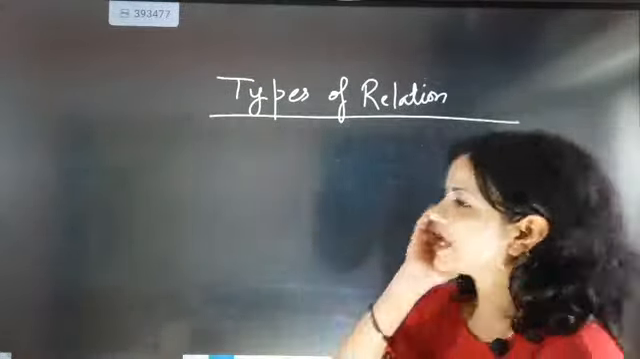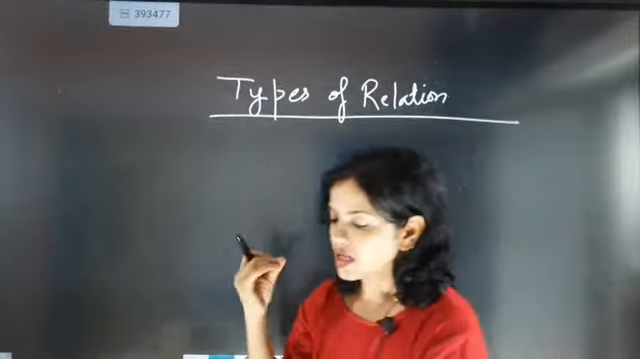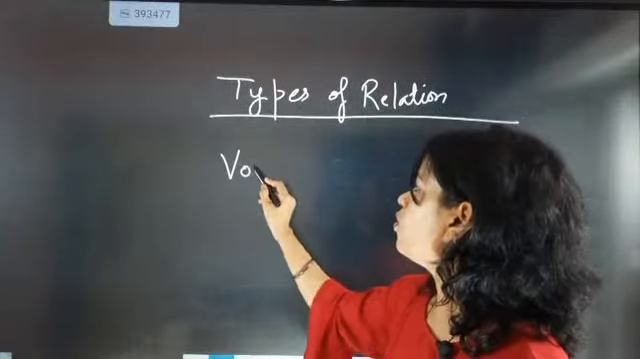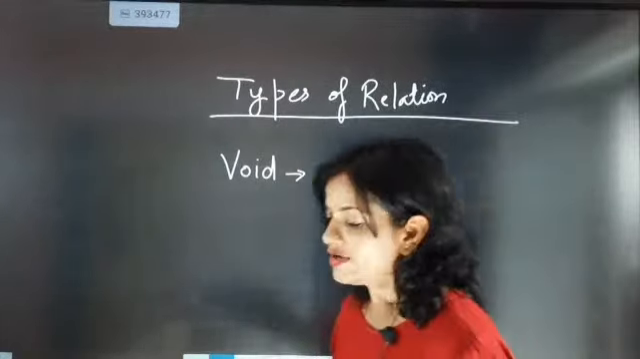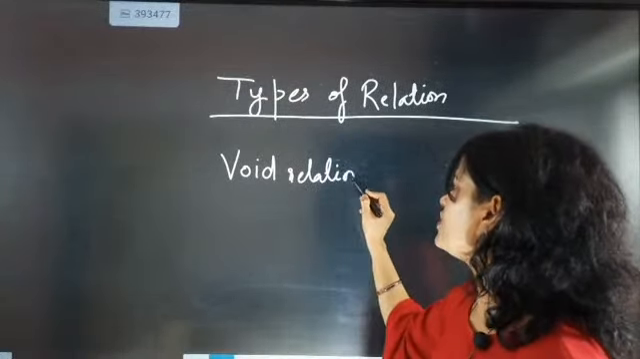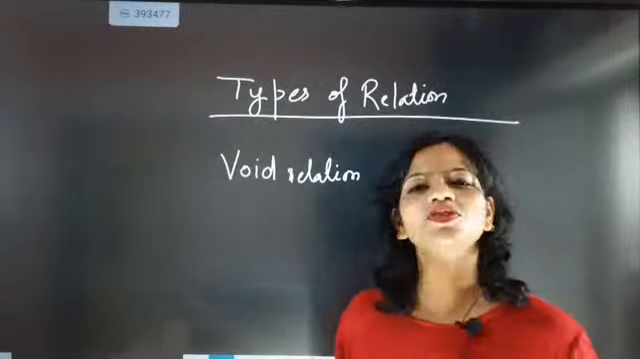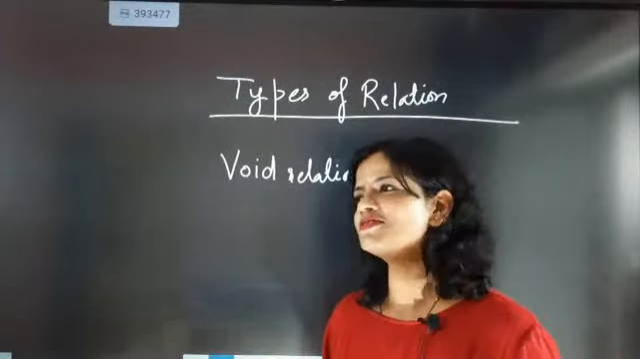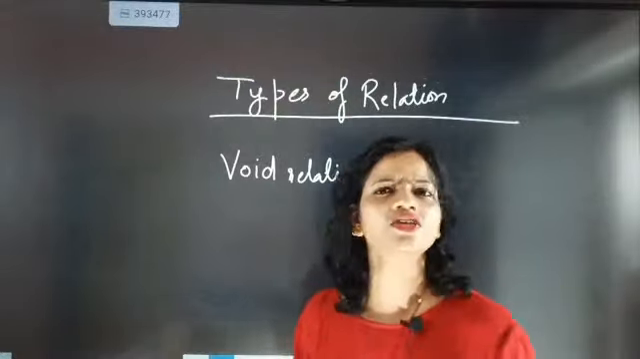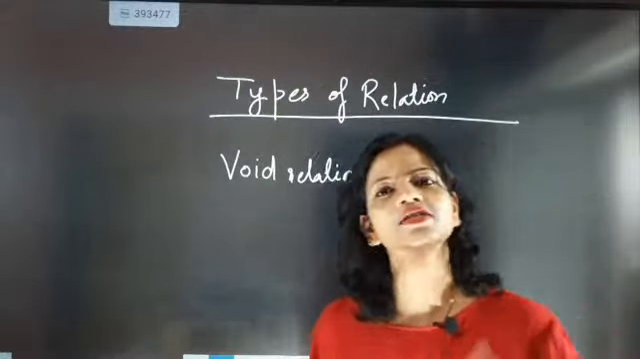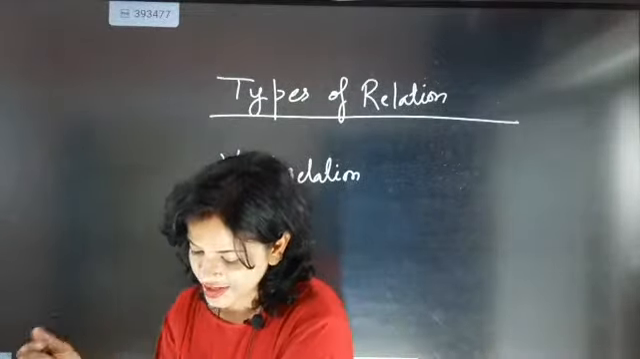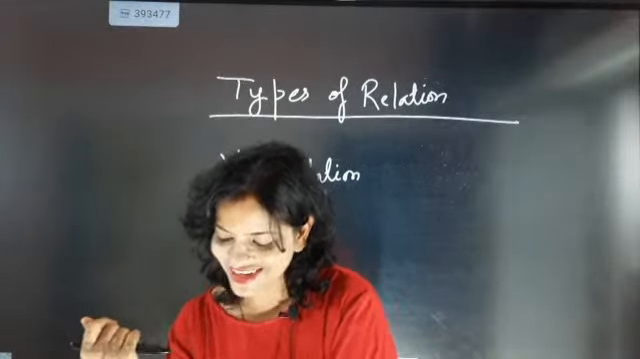Now look here, types of relation. We will start with the first, void relation, V-O-I-D. Void relation means, in a simple way, when there is no relation, it is called a void relation. It means that it is empty, like you are saying it is not true. So that is exactly called an empty relation. A relation where nothing is there is called an empty relation or void relation. Examples, crystal clear Arjun. Fine.